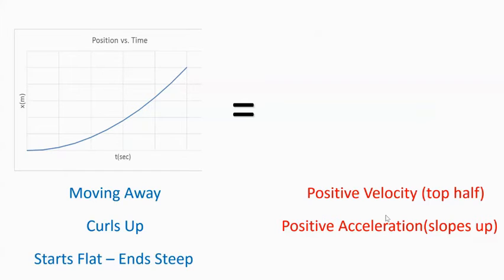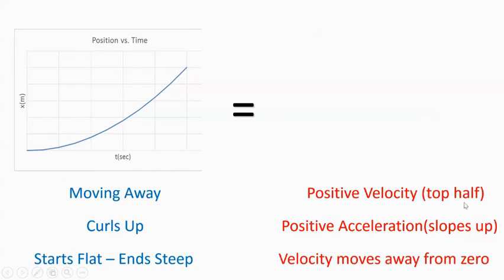Okay, and then finally, we want to look at what the slope is doing. It starts flat, but it gets steeper and steeper. It ends steep. So if you're walking up that hill, it would be easy at first, but then it would get harder and harder. That is a sign that the velocity is getting faster and faster.